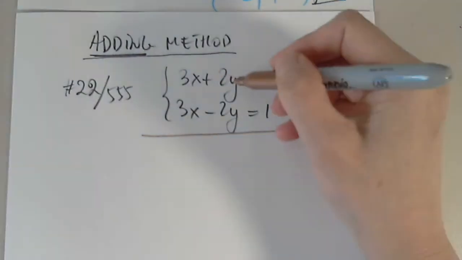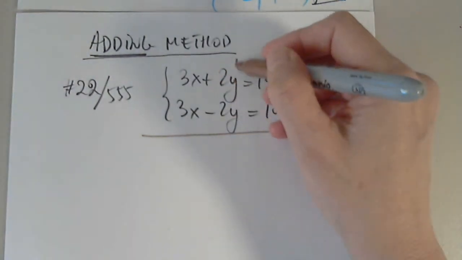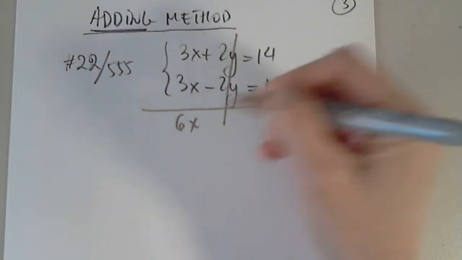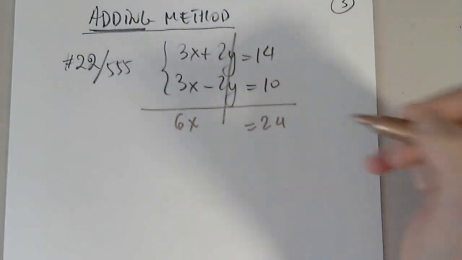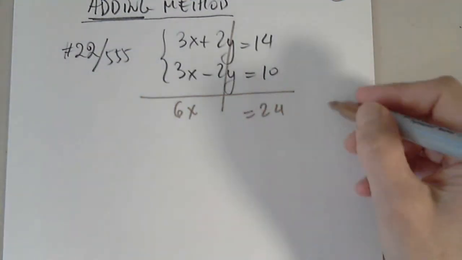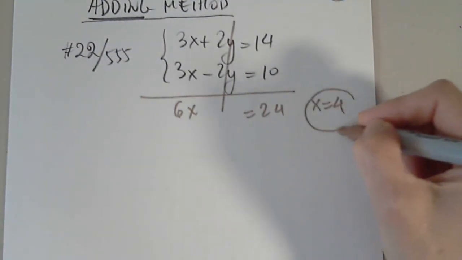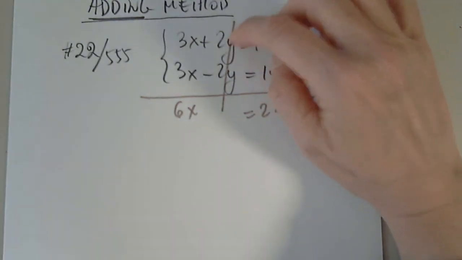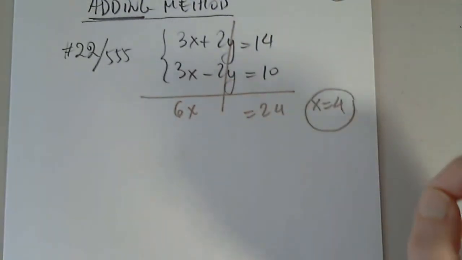And that's when I realize that 2y minus 2y will go away. When I add these two, I get 6x, and when I add these two, I get 24. Of course, when I divide, I get x equals 4. Just like that. But it was prepped for us. That's the reason why I chose that problem. What do I mean by that? It had the positive 2y and the negative 2y ready for us.